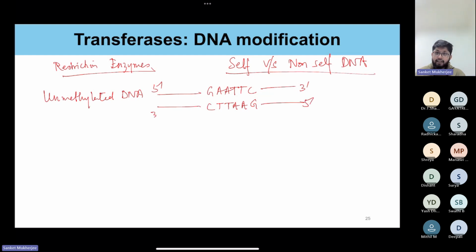If it is unmethylated, an enzyme like EcoR1, a restriction enzyme, will come in, recognize this sequence, and cut it off, forming something like this. Basically, it will break the DNA into two parts. And this property is utilized for cloning and other kinds of things.